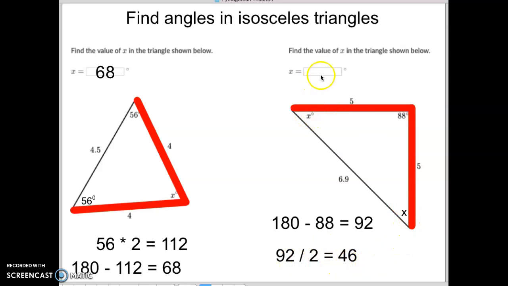So this is 46, that's 46. So x is 46. That's all there is to it, guys.